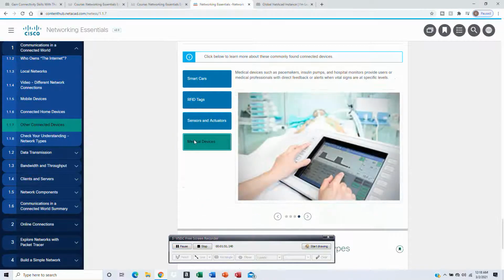Medical devices include pacemakers and insulin pumps. They help you monitor and give you feedback directly with your medical professional, or alerts when something is wrong with your body. Some medical devices are over the counter, and you can purchase them yourself. Some keep track of your basic activity when you're running outside. You check your heartbeat, blood pressure, and your blood sugar.